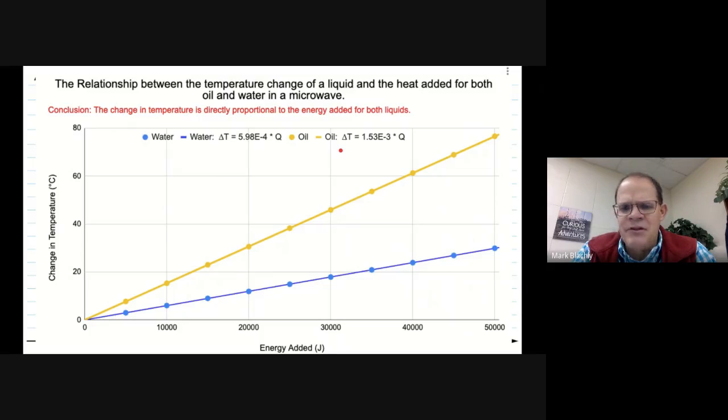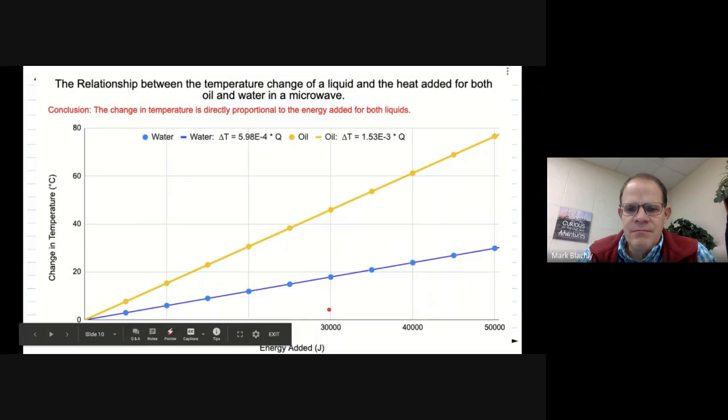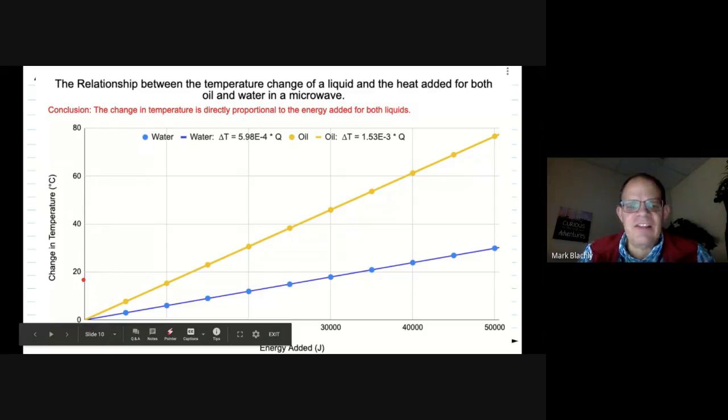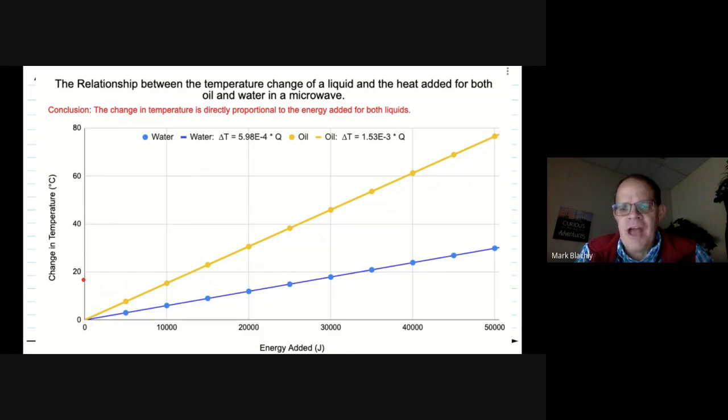Can you see the graph there, Lexi? When I added 30,000 joules of energy to the water, the blue line, what was the change in temperature? Just kind of ballpark it there. The change in temperature? When I added 30,000 joules of energy, what was the change in the temperature? About like 18 or 19. Yeah, a little less than 20. I'm not sure what it was, but you're exactly right. So adding 30,000 joules caused the water to heat up about 18 degrees.